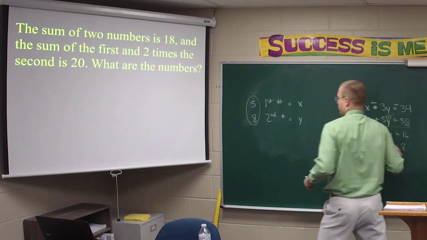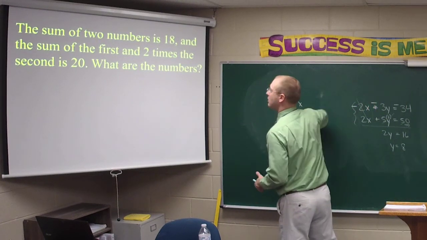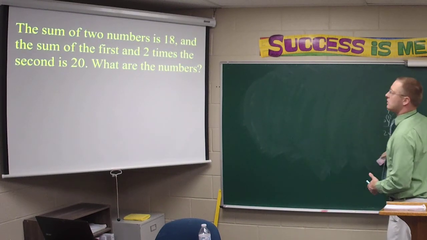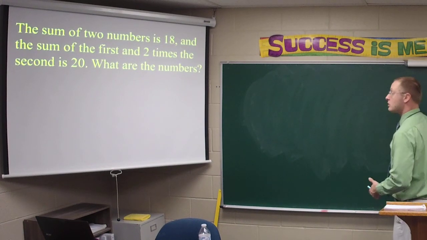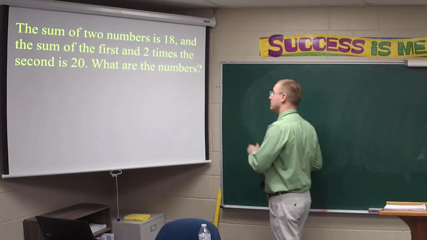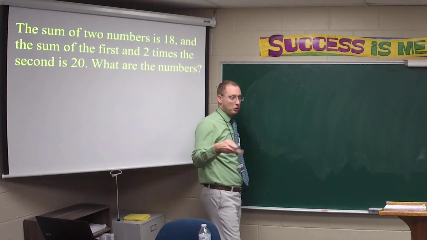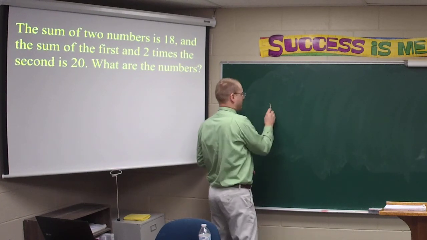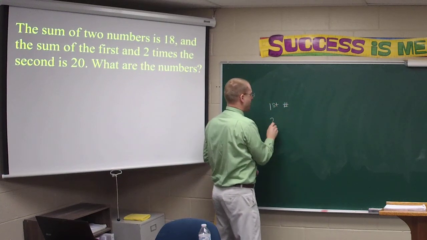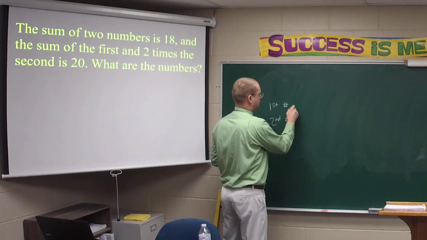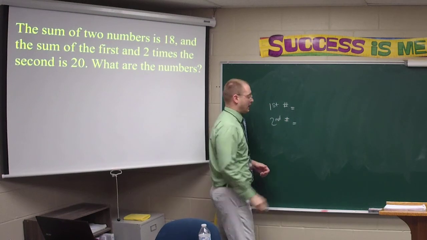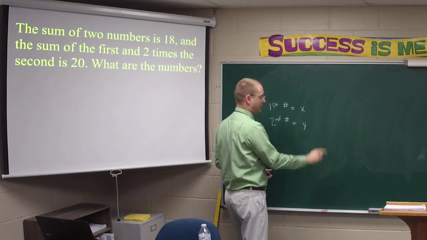Read this problem for us, if you would, Audrey. The sum of two numbers is 18, and the sum of the first and 2 times the second is 20. What are the numbers? How many unknowns, class? 2. And they're simply the two numbers, right? So the first number, second number, kind of like last time. How do I represent two unknowns from this point forward? X and Y. We're not going to put a whole lot of thought into it anymore, just X and Y.